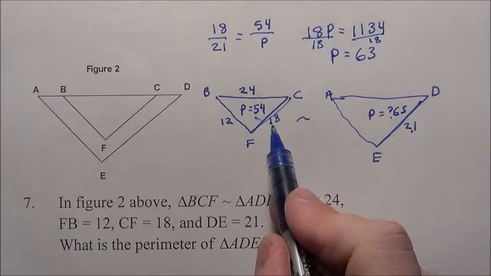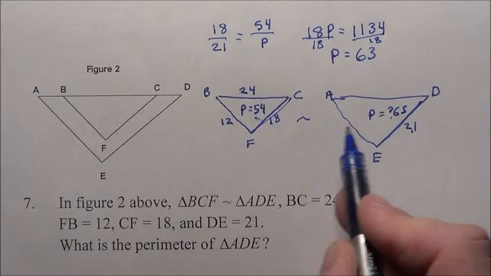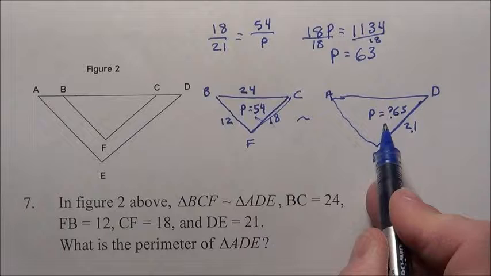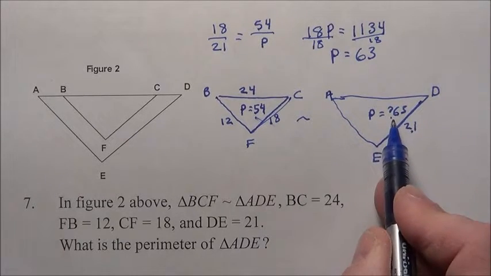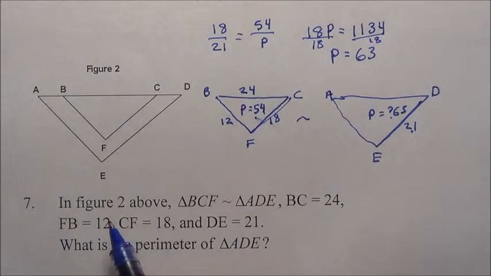A little bit more. Notice it was 18. This side increased to 21. So we would expect the perimeter to be a little bit more. And it is. It's 63. So the answer to problem 7, what is the perimeter of ADE? It is 63 units.